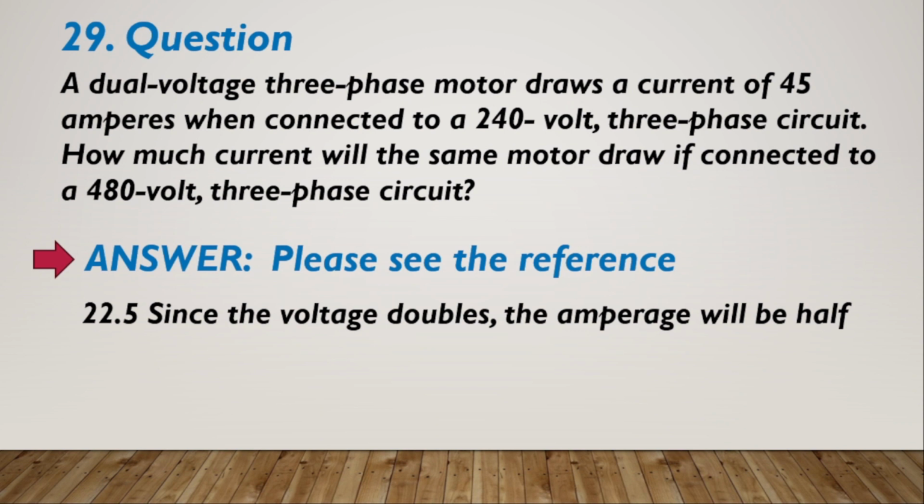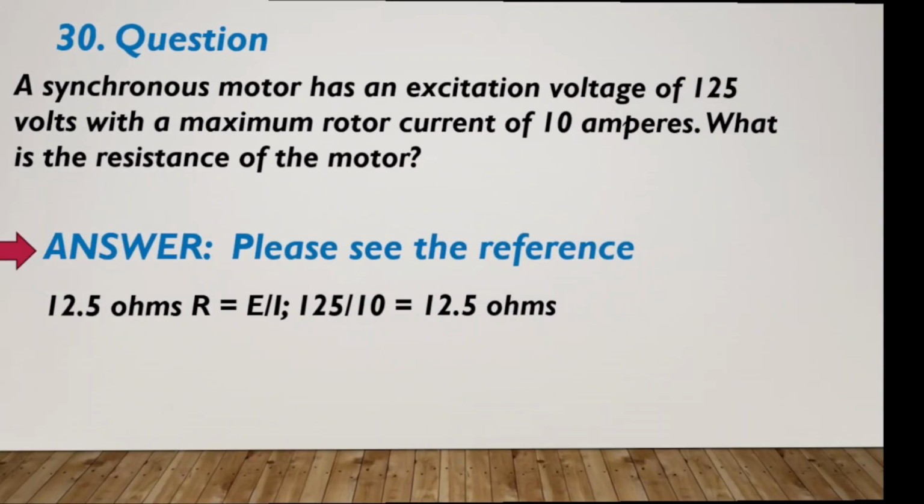Question number 29. A dual voltage 3-phase motor draws a current of 45 amperes when connected to a 240 volt 3-phase circuit. How much current will the same motor draw if connected to a 480 volt 3-phase circuit? Please see the reference.